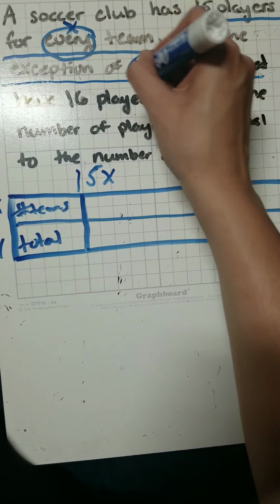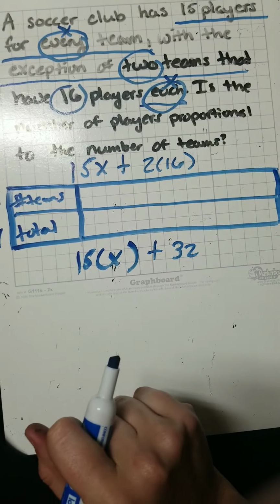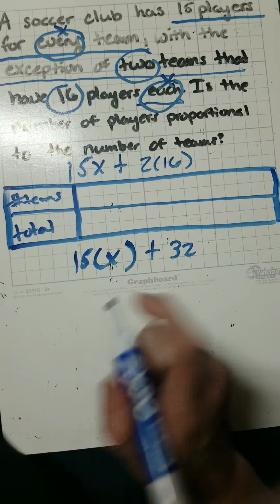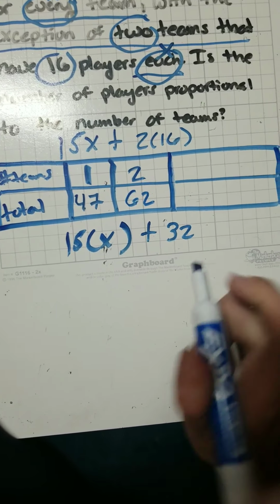Because this has an additional portion to it, and it is not just one consecutive constant of proportionality, this is probably going to be non-proportional, but here's why. If I have just one team, so one team of 15 and then those 2 teams of 16, that means that I'm going to have a grand total of 47 players. If I have 2 teams, so 2 times 15 is 30, plus 32 is 62. So now I have 62 total players.